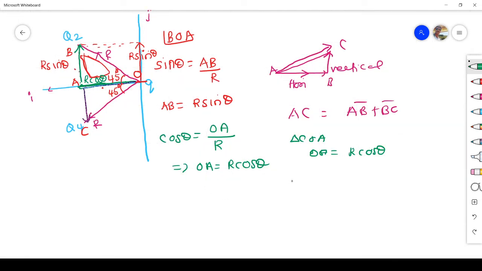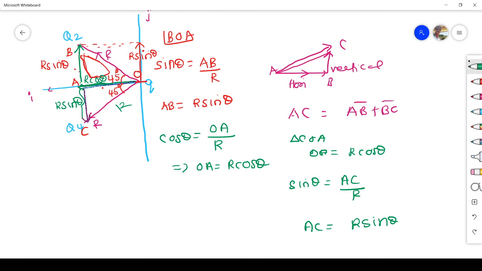Now find sin theta. What is my sin theta for this theta? Again, you don't take 45 for theta. Theta is the opposite side. What is my opposite side? AC divided by hypotenuse R. This length is R, right? So what is my AC? AC is equal to R sin theta. So this is R sin theta.